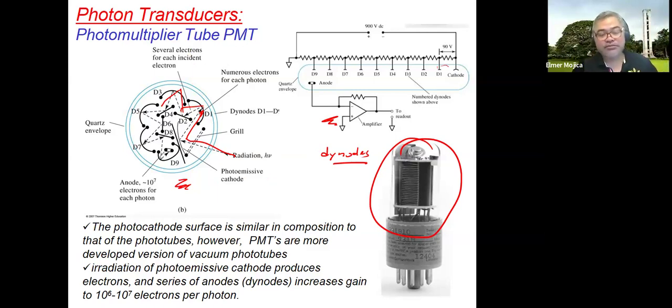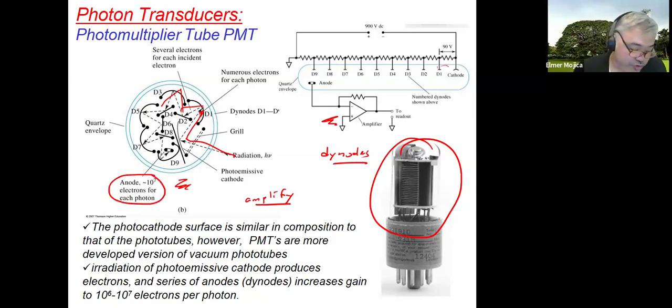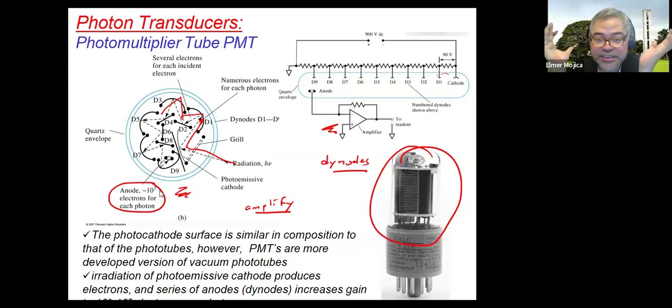And as you go from one dynode to another, what happens? You amplify the signal until it reaches what? The anode, where you already have 10 to the 7 electrons for each of these photons. So we could say that's the basic principle that we have in the PMT.